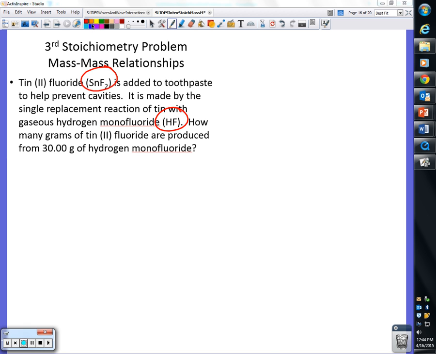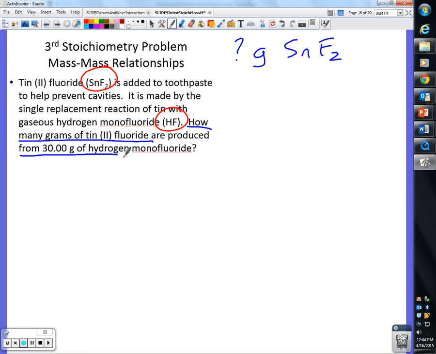So, first step of the process. That's what we're looking for, right? How many grams of tin 2 fluoride? We know that we're starting with 30 grams of hydrogen monofluoride. Now, the hardest part here is coming up with the balanced equation. But it did give us a little bit of information.